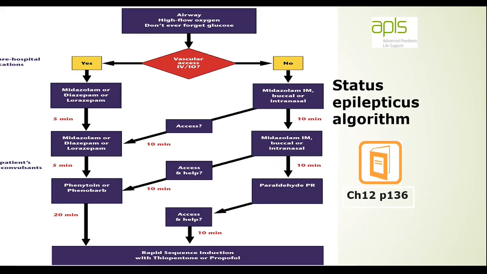So after that, if it doesn't resolve, you have to go for a second dose. And if it doesn't resolve, and if you are so unfortunate you don't have IV access yet, you might have to go for deep IM paraldehyde or PR paraldehyde. You can go for that. And if you get the access in between, then you can shift to the intravenous management. That means you can go for phenytoin or phenobarbital after 10 minutes of continuous seizure.